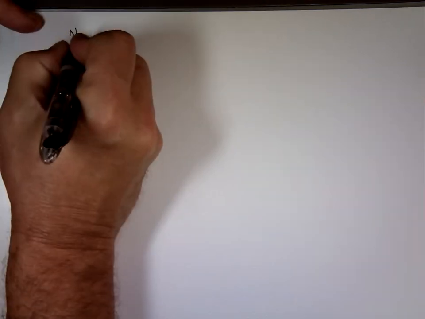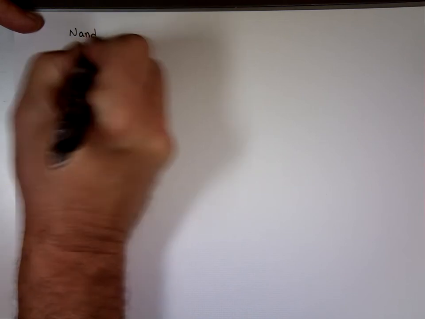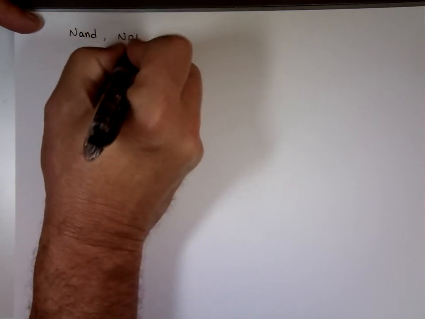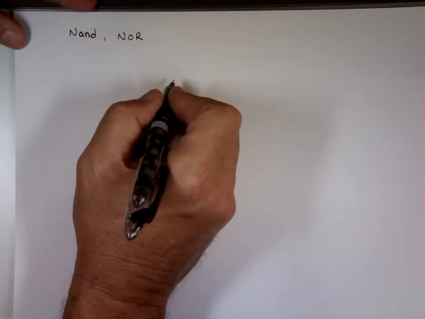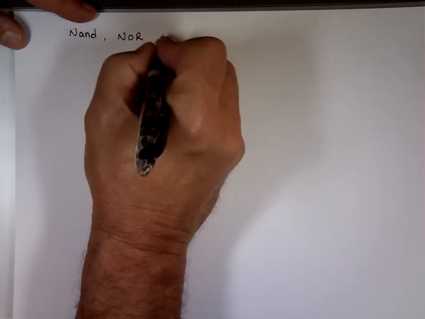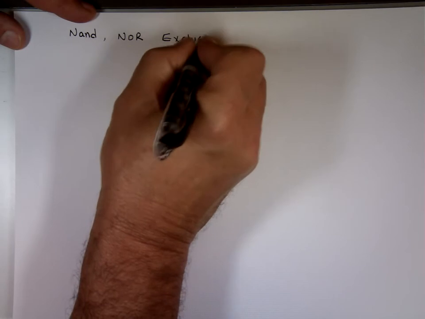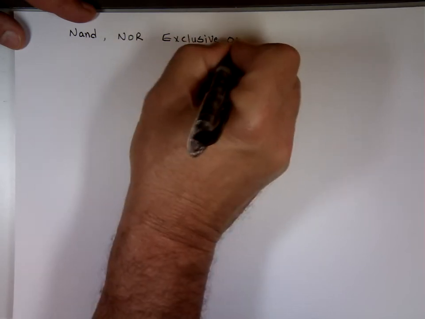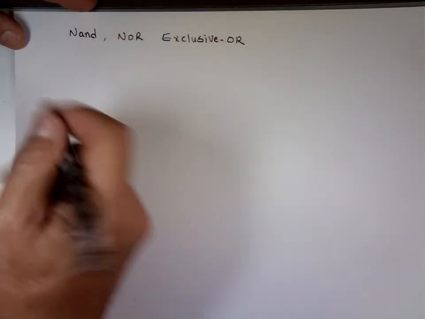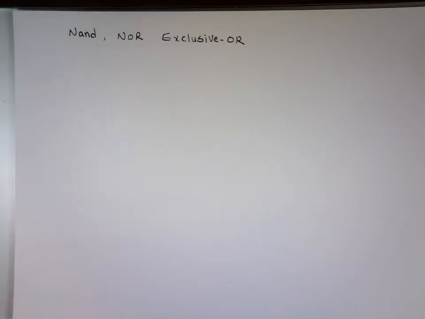We talked about the AND gate, we talked about the OR gate, the NOT gate. Well, let's add to that list: NAND, NOR, exclusive OR, and we also got exclusive NOR, but we'll talk about them.